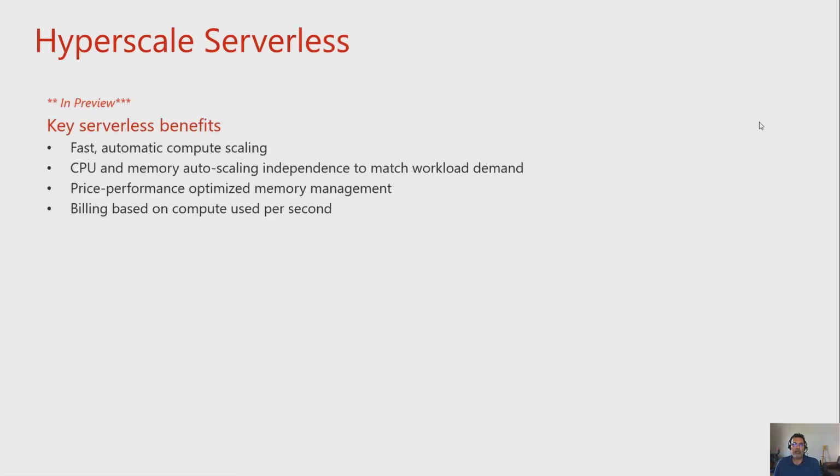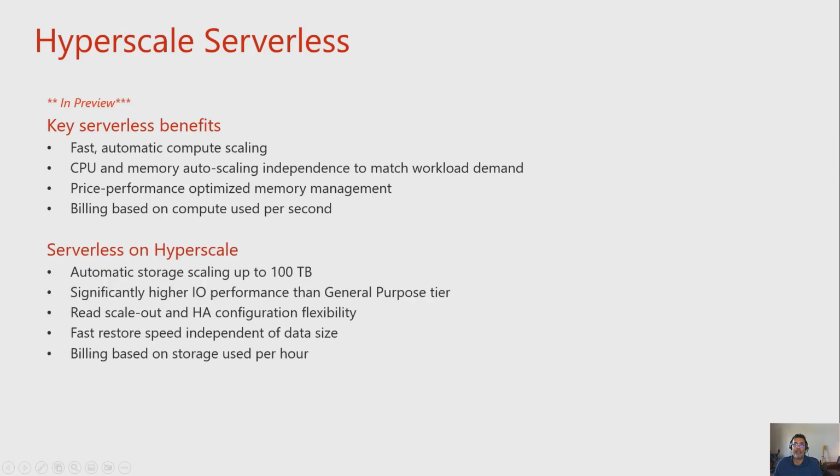So Balmukund has talked about some of the preview features. Also upcoming in preview is Hyperscale Serverless. This enables fast and automatic compute scaling where CPU and memory auto scale depending on the workload. So this allows price optimized memory management where we shrink and grow caches and we enable almost instantaneous CPU scaling. And billing, more importantly, is based on compute used per second. So it's at per-second granularity and it's based on what is used by the workload.